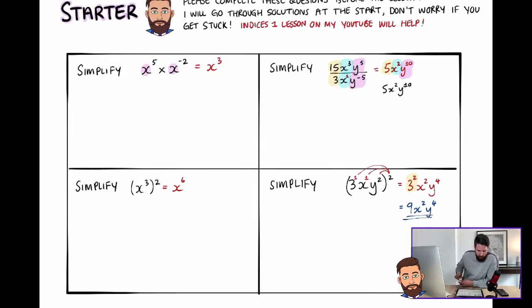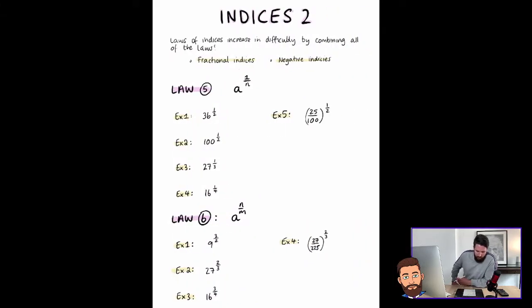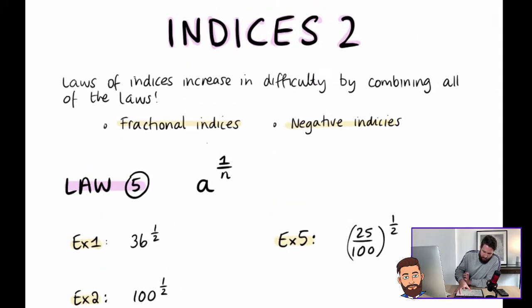Hopefully you managed to have a go at those and get them correct. If you didn't, just review and correct what you got wrong. And this takes us nicely on to the next laws, which I've put into Indices 2.